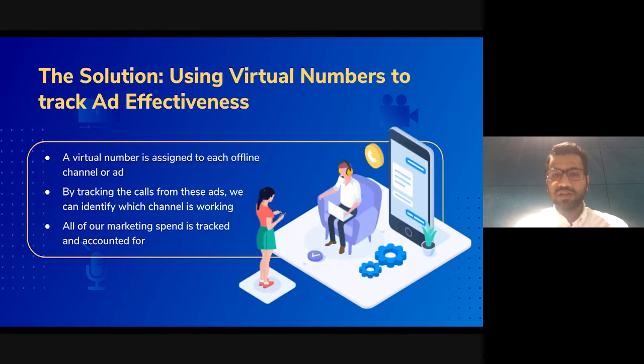So the solution that we brought was assigning a virtual number to each and every offline media outlet. By assigning a number to each media outlet, we were now able to track where the customers are calling in from, which hoarding is giving us leads, which hoarding is not giving us leads, and how many inbound customers each newspaper ad gave us. This analytics helps: if in a particular locality there are 10 hoardings, which are the 3 or 4 most effective in terms of getting us callbacks from customers. We were now able to understand exactly where to focus our money and where not to.